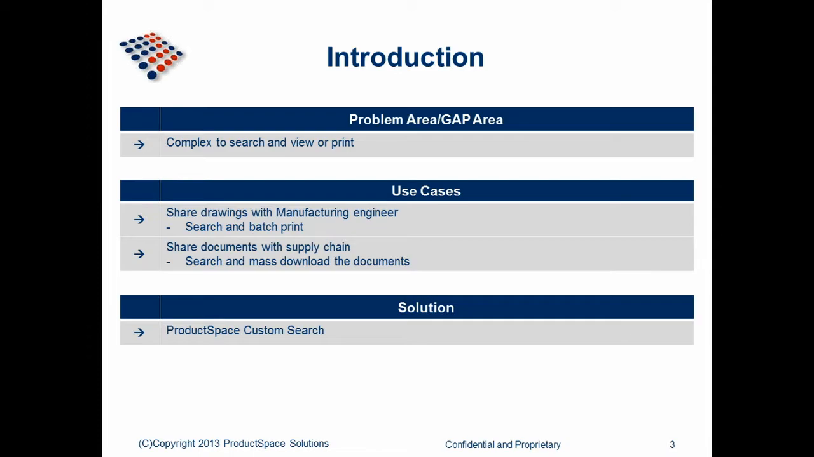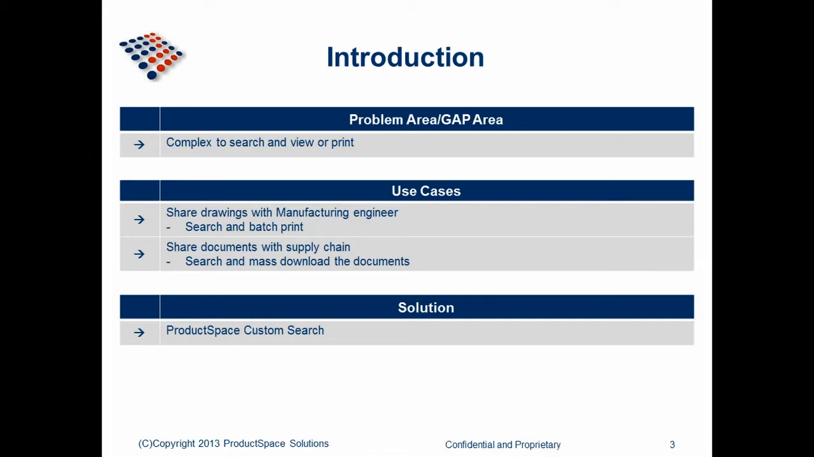If we take a look at some of the use cases, one of the first ones is sharing drawings with manufacturing. Again, they're down on the shop floor. They need to pull up a drawing, but they don't necessarily know how to or need to navigate throughout Windchill. So our search tool gives them a quick, easy interface where they can choose a couple of options and find exactly what they're looking for. This also gives them the ability to batch print drawings that they can have sitting next to their desk as they manufacture these items.